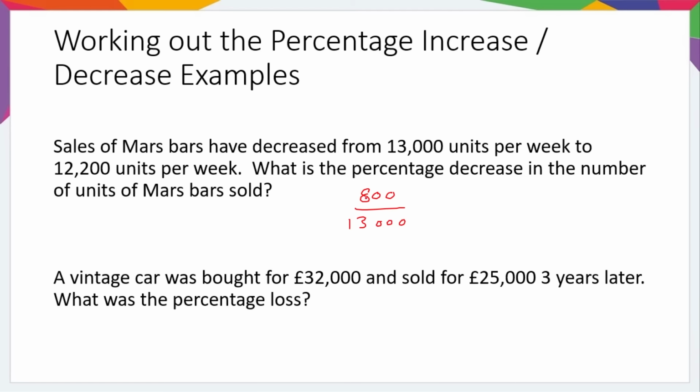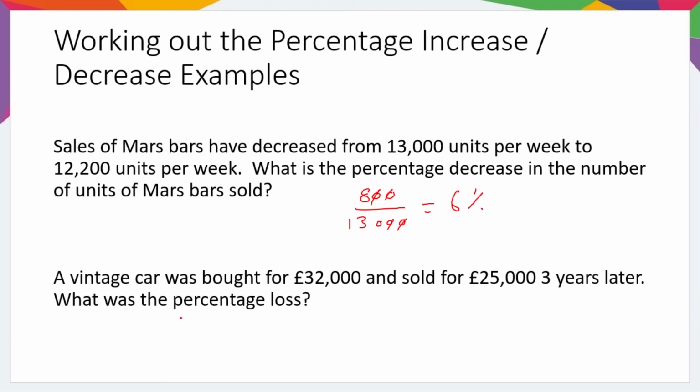If you want, you can cancel 2 zeros top and bottom just to make it slightly easier typing it into your calculator, but there's no huge advantage really. And 8 divided by 130 times 100, that equals 6.1. Let's just call that 6. That's a 6% decrease. So let's have a look at this next question.